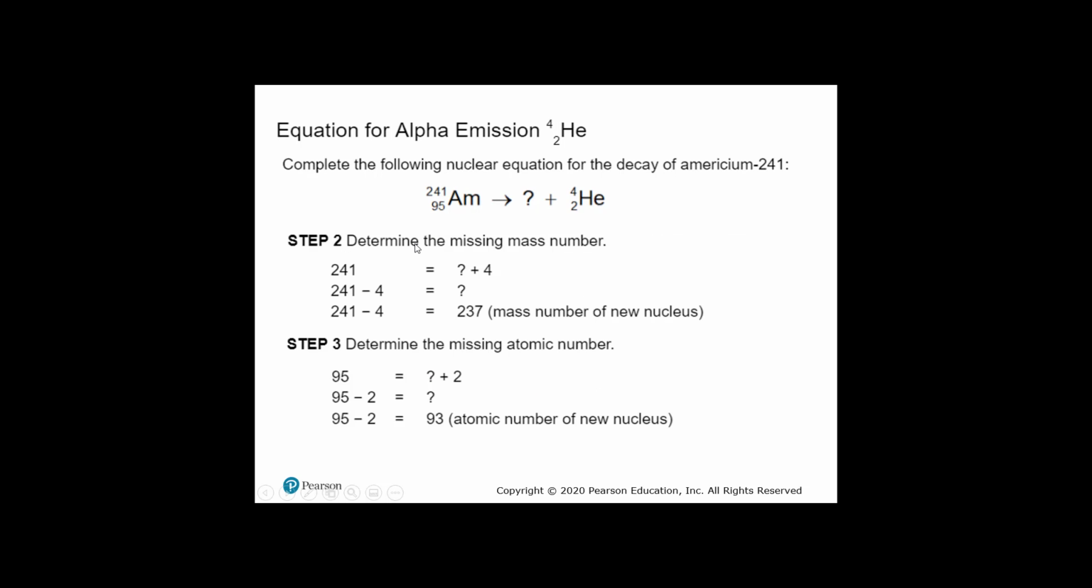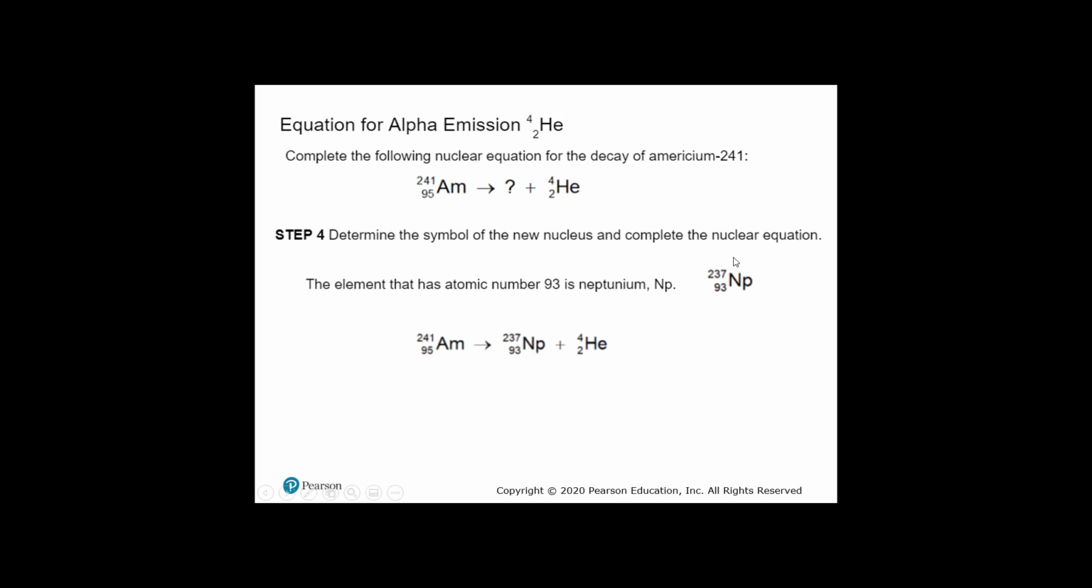There are different ways to do it. This is breaking it out step by step, which is nice. So you take 241 and you solve for the question mark, and that is 237. Now we need to solve for the atomic number. We do the same thing for the bottom one. And now we have enough information that we can look it up on a periodic table and plug it in. So hopefully this makes sense.